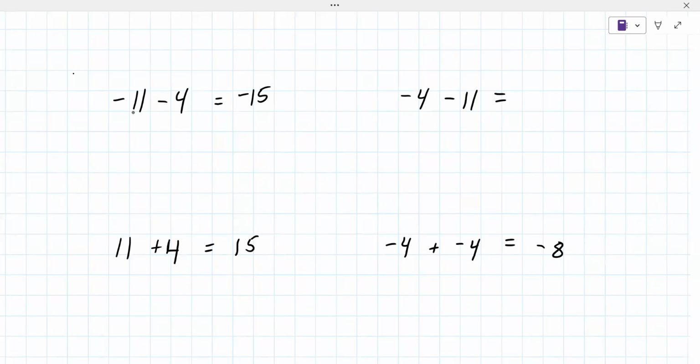And then -4 minus 11. I don't remember if those were the same. These are all same sign. They're all same sign, so you do them all the same. So that would be -15 as well, I think, at least.